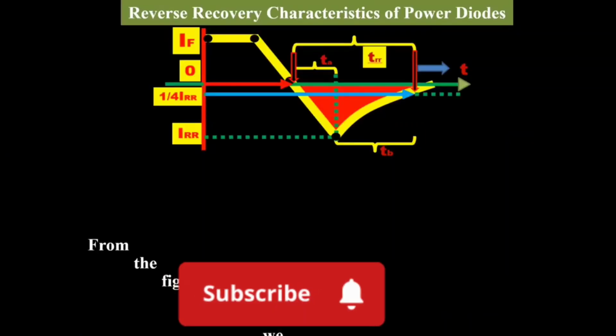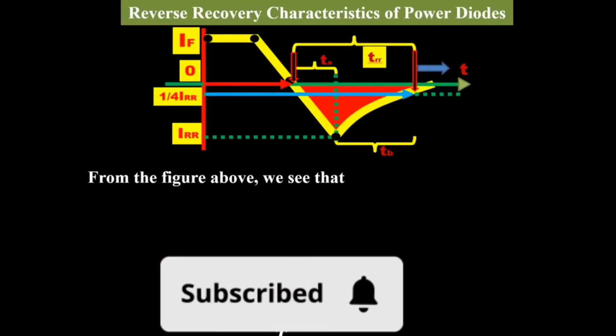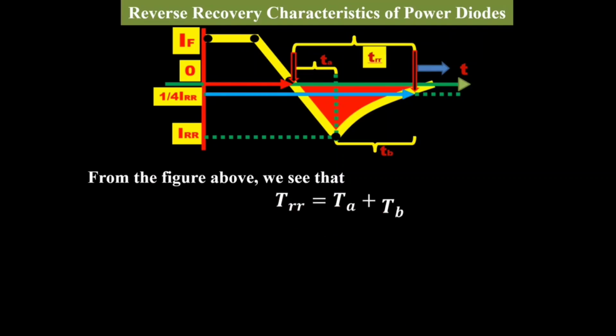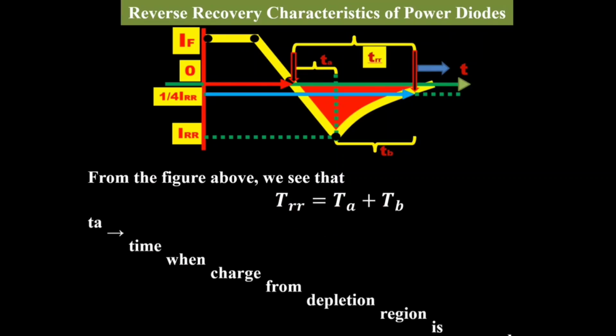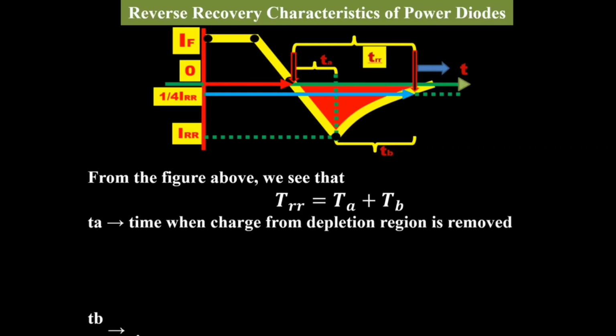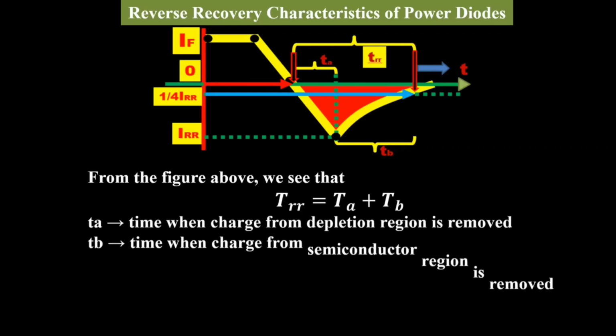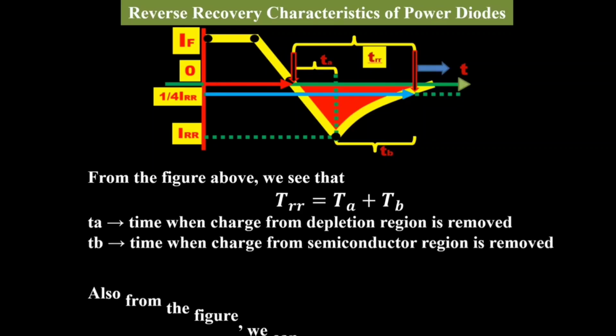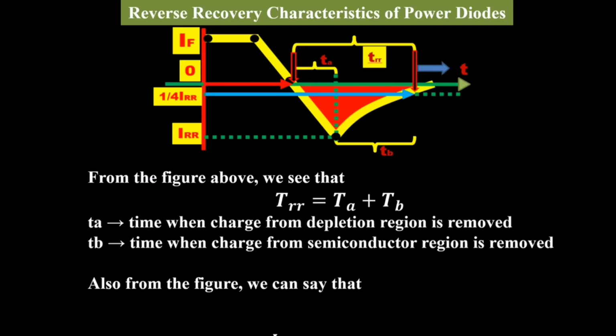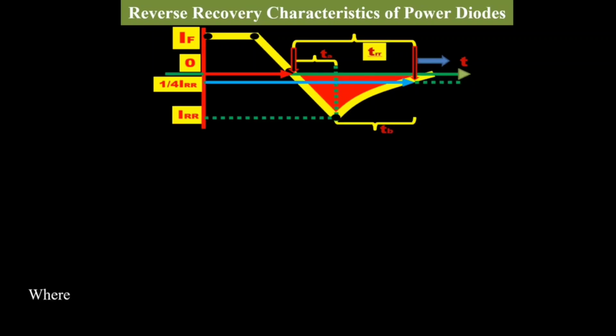From the figure above, we see that TRR is equal to TA plus TB. TA is the time when charge from the depletion region is removed. TB is the time when charge from the semiconductor region is removed. Also from the figure, we can say that IRR is equal to TA times dI/dt, equation 1, where dI/dt is the rate of change of reverse current.